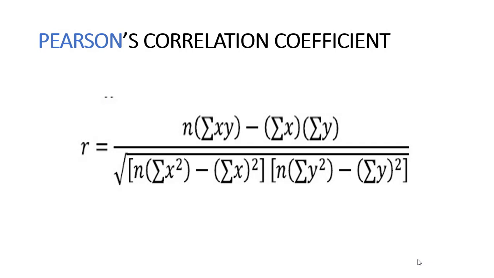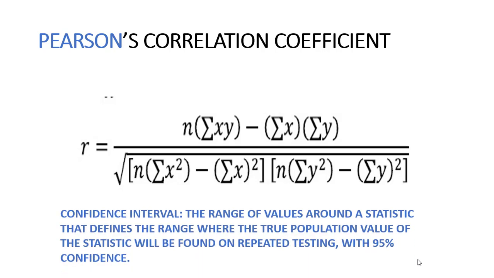The formula to calculate R is what you have here. We don't need to worry too much about the math, because the program will calculate this automatically for us. And together with R, we're also going to find a confidence interval. So this is where the values of R can vary when we move to another sample or we move to the population.